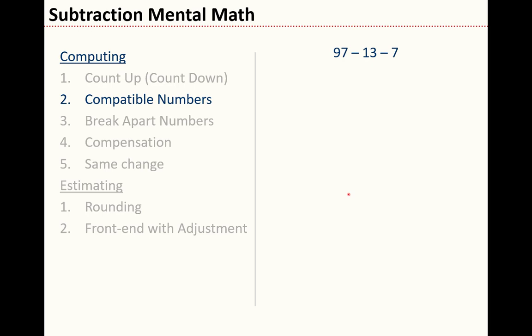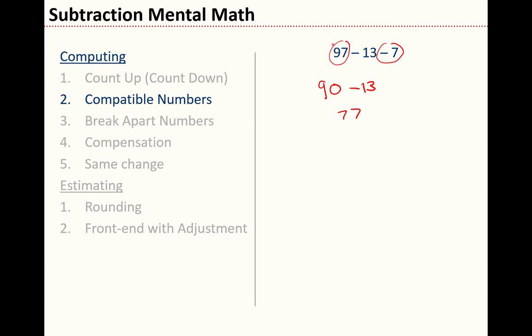Let's take a look at compatible numbers. This is a situation where I might need to subtract 3 or more. Instead of subtracting 97 minus 13 and then subtracting 7, I can change the order a little bit. How about if I focus on the 97 and subtracting 7? So if I do that first, these are compatible in the sense that it's a nice, easy solution. That difference is just 90. And now I can do 90 minus 13, and I get, let's see, 90 minus 10 is going to be 80. Take away another 3 will be 77.